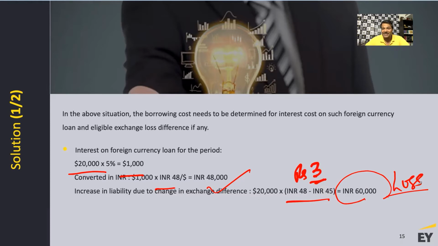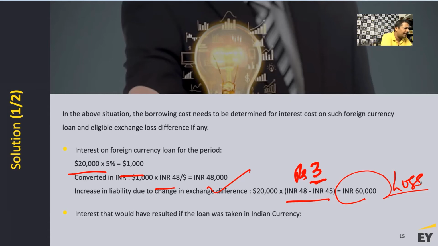Had this been an asset, had this been a recoverable, then this would have been a situation of a foreign currency gain. But here, since I have to pay more rupees, it's a case of a foreign exchange loss. Now, the interest that would have resulted if the loan was taken in Indian currency. You have to remember the information which has been provided here.